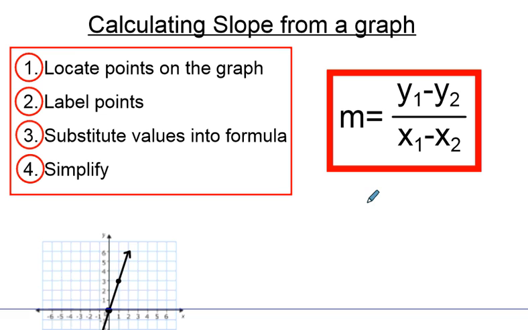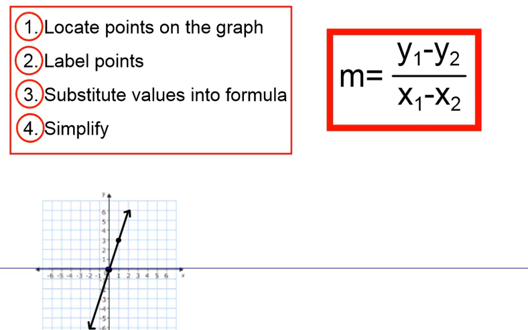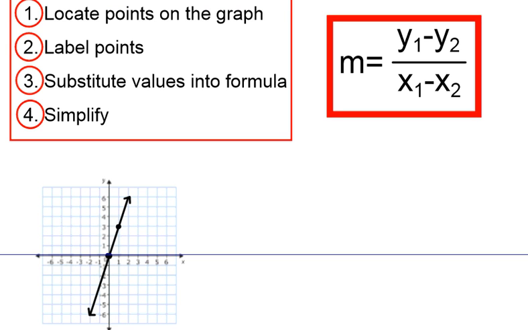I do have a few steps for us to use that might help you out as we do these problems. Let's see if we can just jump down here and try one right away. I have a graph here with a line on it. The first thing we're going to do is locate the points that are on the graph. So we have our line here, and remember that when we're finding slope, we are finding the direction and the steepness of the line.